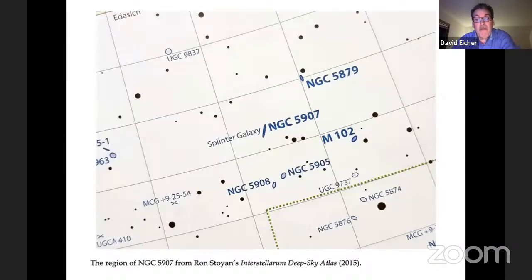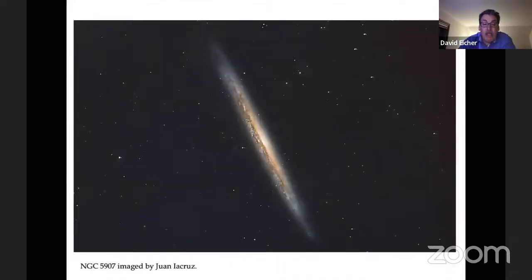This is again borrowing from Ron Stoyan's Great Interstellarum Deep Sky Atlas. You can see he labels it as the Splinter Galaxy here. M102 is just a little bit to the lower right there, and we're not far from some other well-known Draco galaxies as well. Here's the galaxy, and you can see that it really is very much edge on. We're seeing almost an equilinear view of the dust belt that goes around the bright disk of the galaxy there. So that's about as precisely edge on as you can hope for in nearby galaxies in the universe.